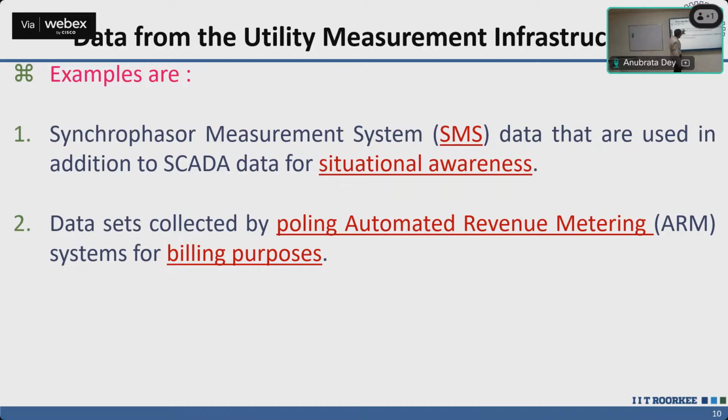So we have the first under the utility measurement infrastructure category, synchrophasor data. Whatever data is generated by PMU comes under this, right? The second is your metering data, which is used for revenue generation, asset management, and many other things. So that data also comes under this category.